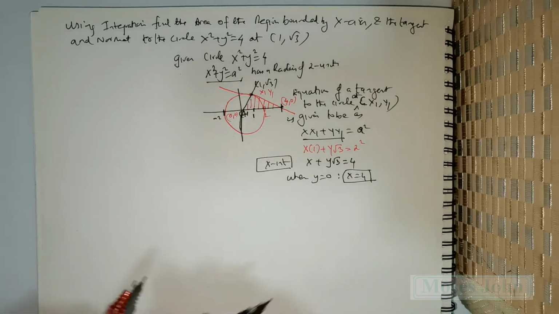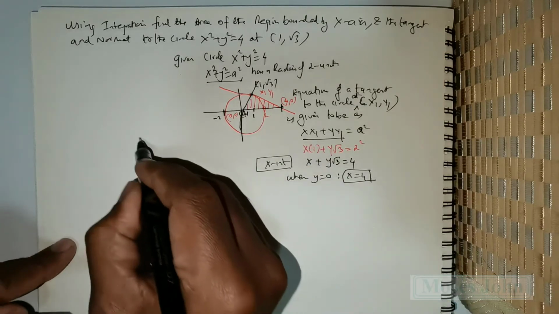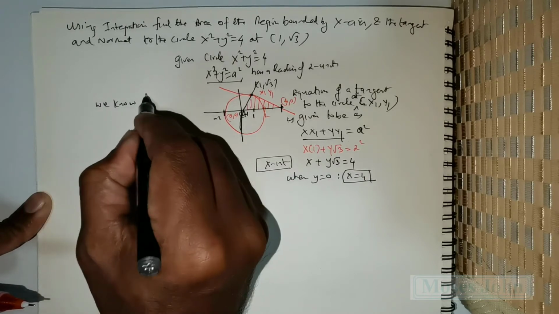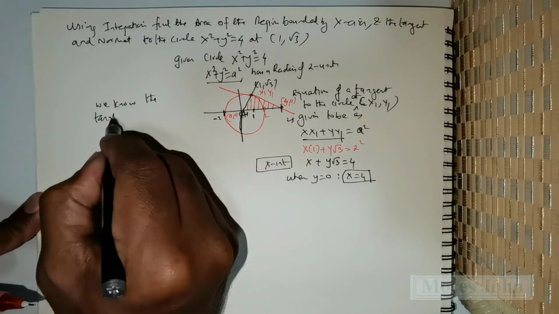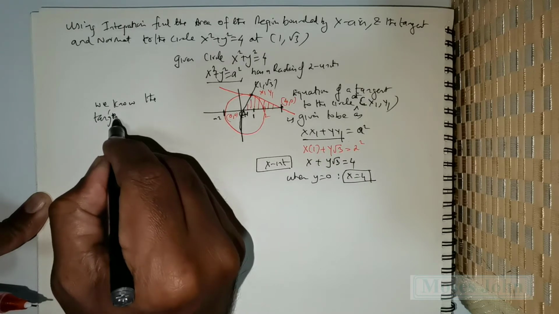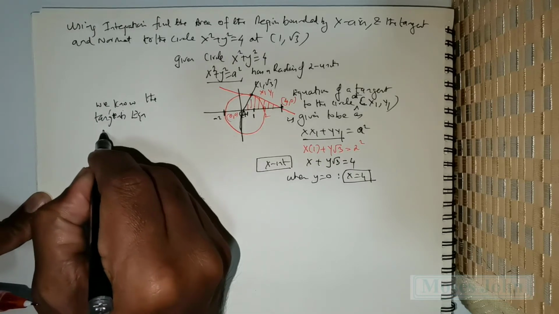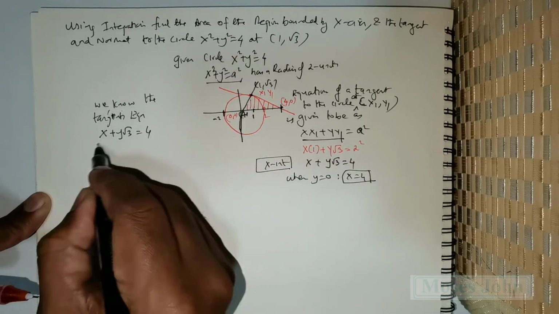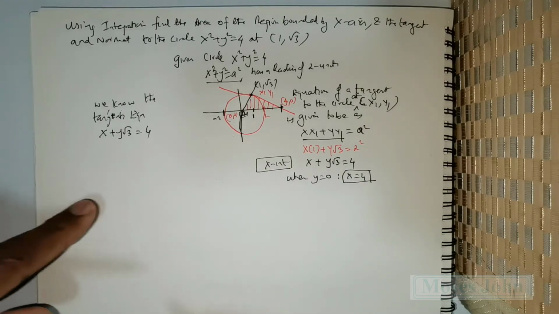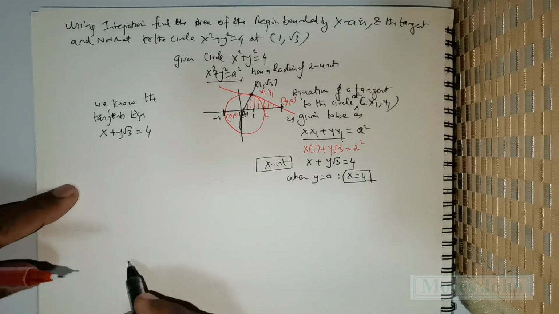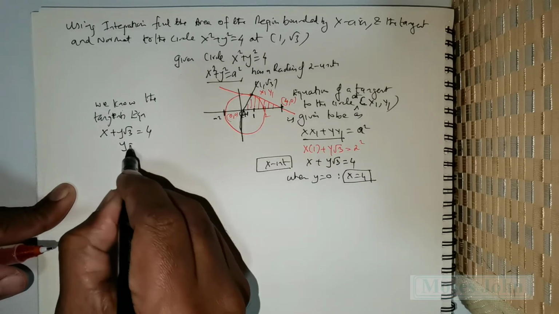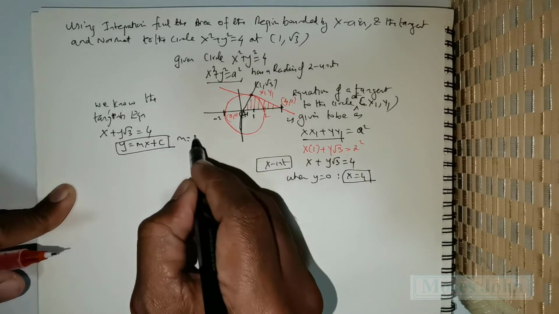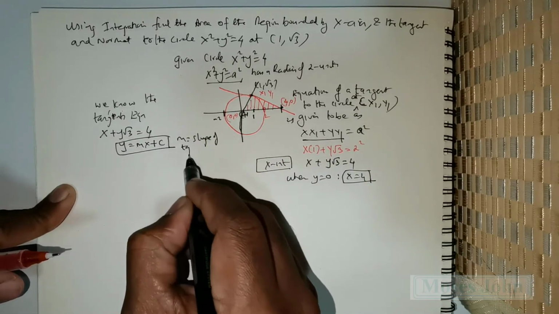Since we know the equation of this line, let me write it down here. We know the tangent's equation. So what is that? That's going to be x plus y times root 3 is equal to 4. But this is not going to help us, because I want to rewrite this equation as y equals mx plus c. Why? Because I will know the slope of the tangent. m is the slope of the tangent.